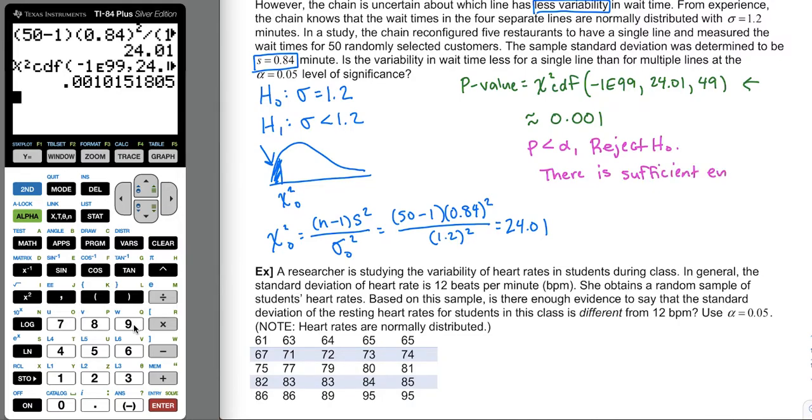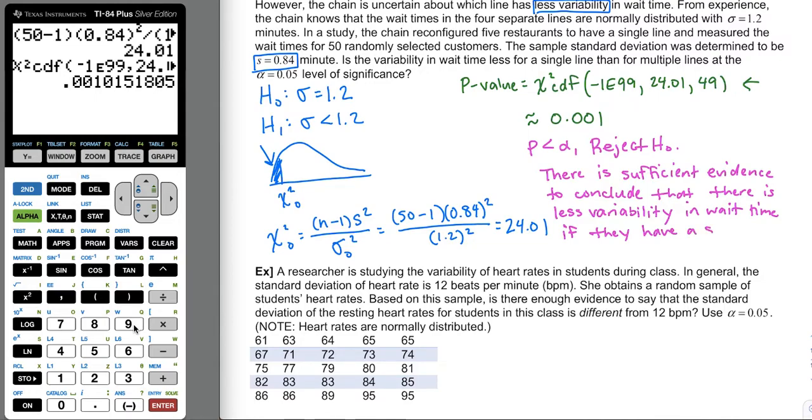There is sufficient evidence to conclude that there is less variability in wait time. So variability is referring to the standard deviation, that there is less variability in wait time if they have a single line. So they may want to consider converting all the restaurants to having a single line so that their wait times are more reliable. Okay, so let's take a look at one more example.